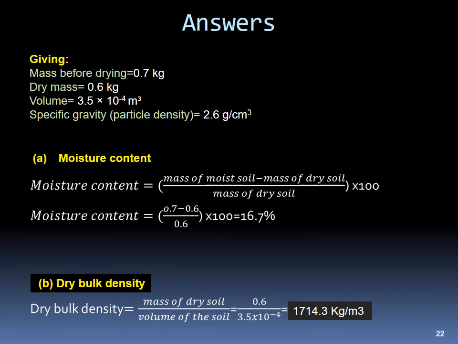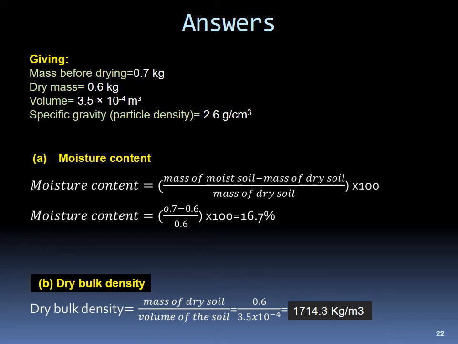Now the first and easiest part to do is to put the givens aside. The question gave you the mass of the soil before drying, 0.7 kilogram, and the dry mass, 0.6 kilogram, and the volume, which is 3.5 times 10 to the minus 4 meter cube. It also gives you the specific gravity test, which basically gives you the value of the particle density. So the particle density in this example is given.